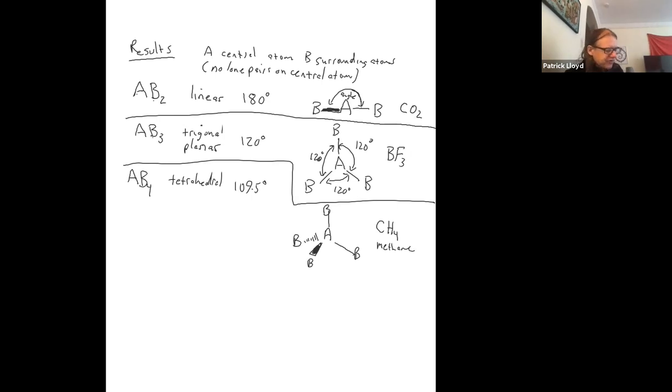Okay. Now, this notation, which is the wedge dash notation, this is 3-dimensional. Okay, so this one's a little tricky. So what I want to do is I want to show you an actual structure of this. Let's take a moment here just to put this together so that you can see it.